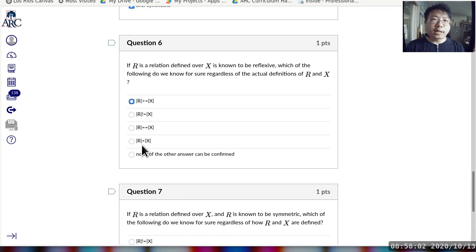The fourth one is absolutely not true, because if the cardinality of R is less than the cardinality of X, we know for sure that R is not reflexive, because it is definitely missing a two tuple for at least one element in X. Since we already know the first one is true, that means none of the other answers can be confirmed. It's going to be false. So only the first one is correct.